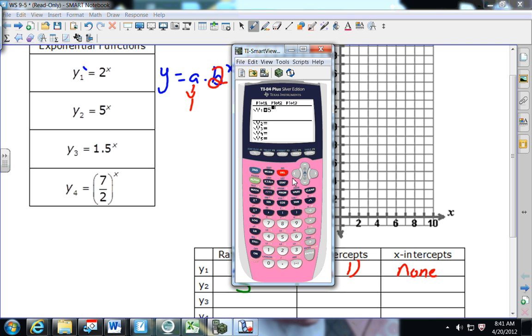Why is this being weird? Maybe let's just try and clear it all. There we go. 5 caret X. And then you press graph. Let's look at that.